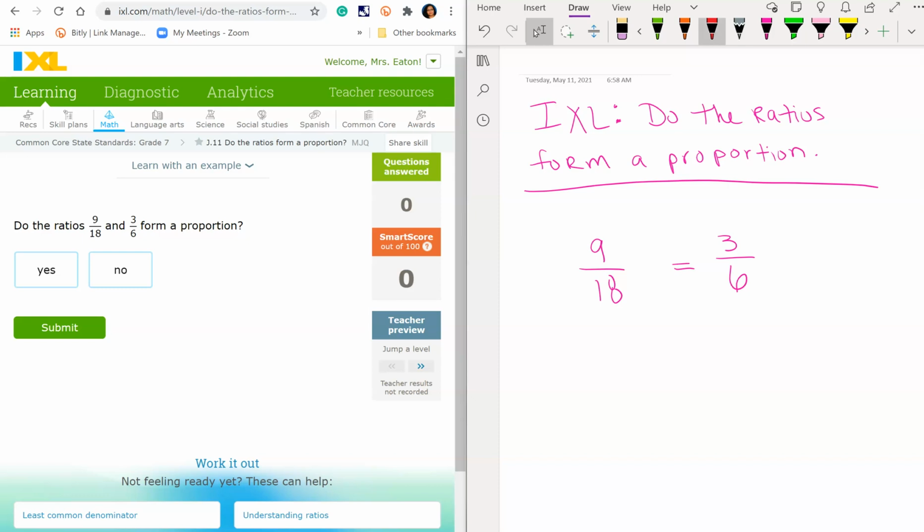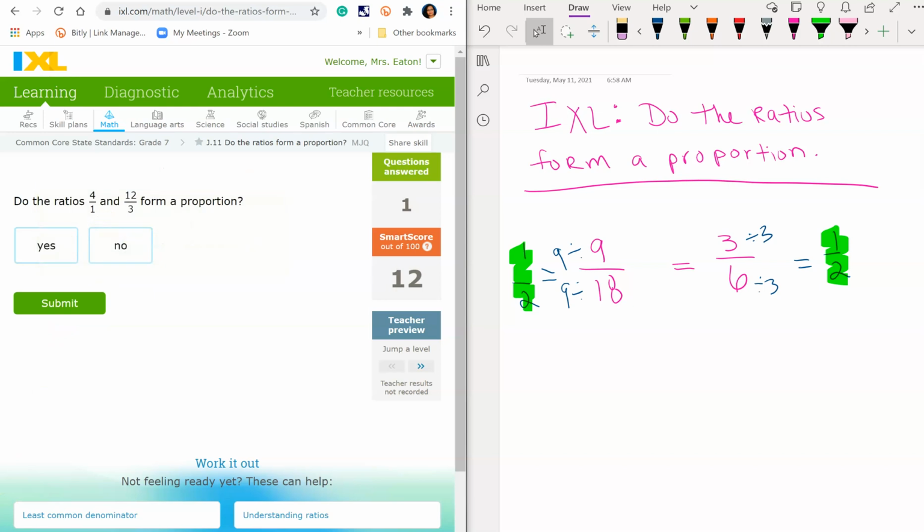So can these be simplified to be the same proportion? Let me choose a different color. So 3 can be divided by 3, and this can be divided by 3, which will give me 1/2. This can be divided by 9 on the top and the bottom, which would give me 1/2. So you can see here that these are equivalent fractions, so we would say yes.